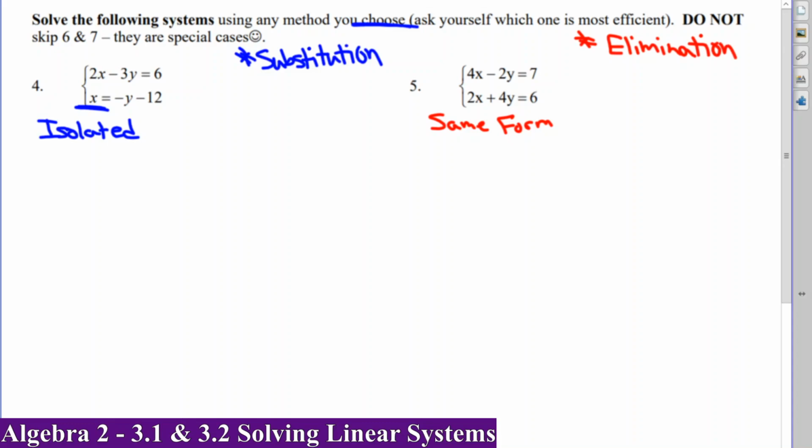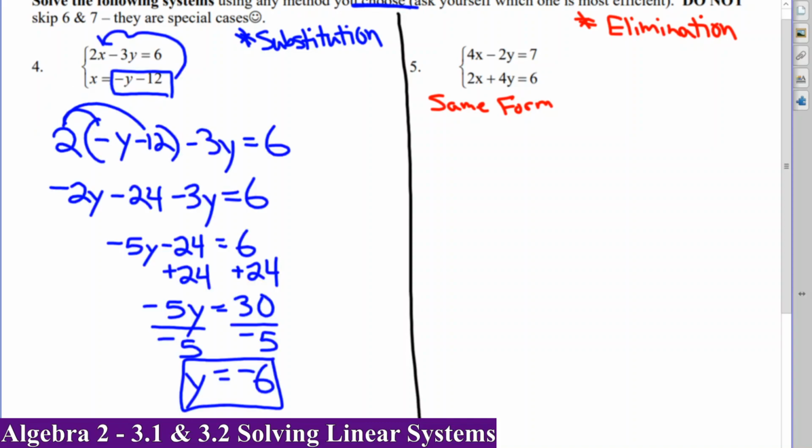Now that we've discussed it, the first one, probably want to use substitution. Second one, elimination. What I want you to do is pause the video and try number 4. Just number 4. If we're using substitution here, double check to see if you were able to substitute that negative y minus 12 in for x in your first equation, and if you got an output of y equals negative 6 here. Double check that first, then pause here for a moment, and then plug it back in and see if you can figure out what x is.